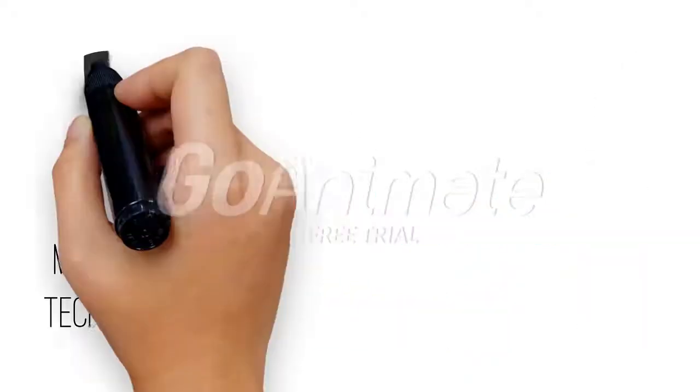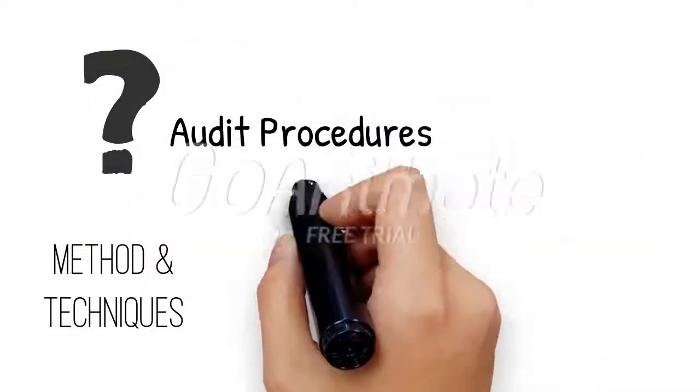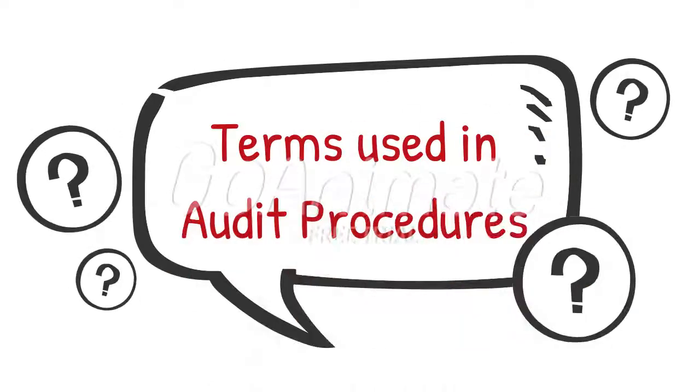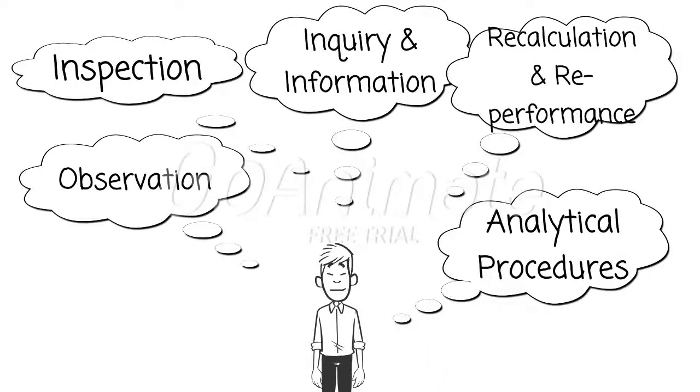Let's get started. Do you know what audit procedures are? It is a method and technique used by the auditor to gather and evaluate evidence. Let's proceed with the terms used in audit procedures. These are the terms used in audit procedures.